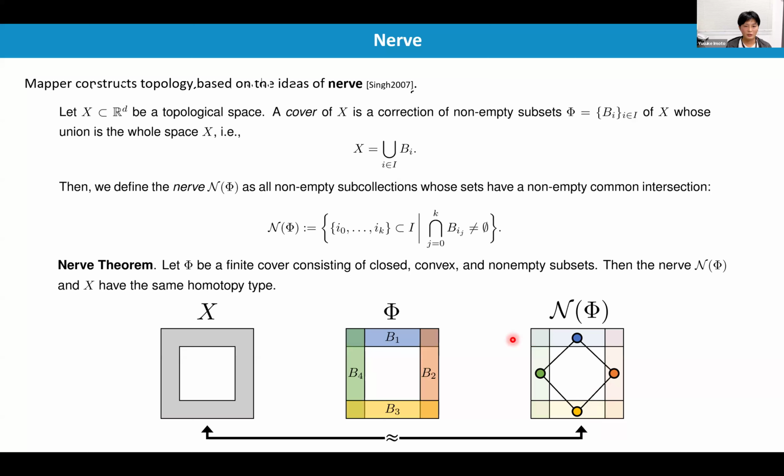Under these settings, the following nerve theorem holds. If phi is a finite cover consisting of closed, convex, and non-empty subsets, then the nerve N of phi and X have the same homotopy type. So the homotopy types of X and N of phi are the same. Mapper constructs the cover from the data and represents the topology by its nerve. Now I introduce the Mapper algorithm.